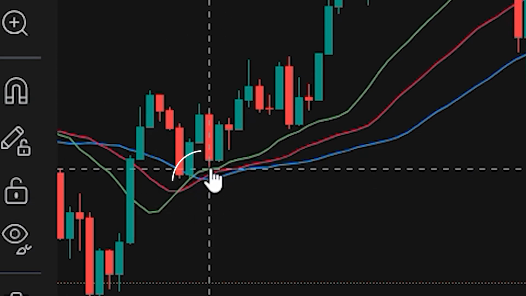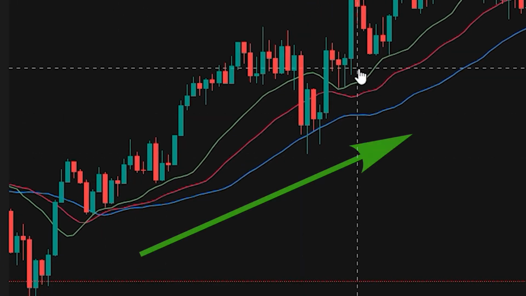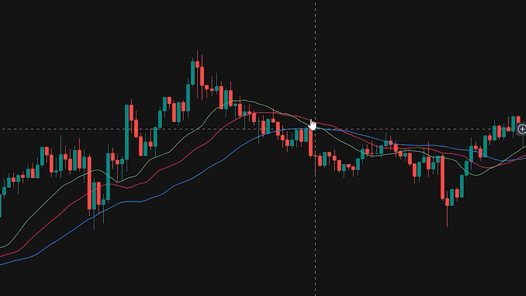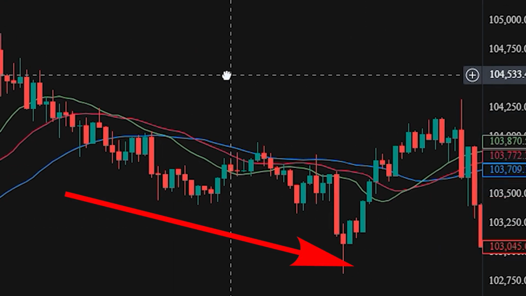The green line has crossed the other 2 lines. Now none of them intersect and the lines point upward. That means we have to go into the trade up. Conversely, when the lines cross in the opposite direction and straighten out, we should enter the trade down.